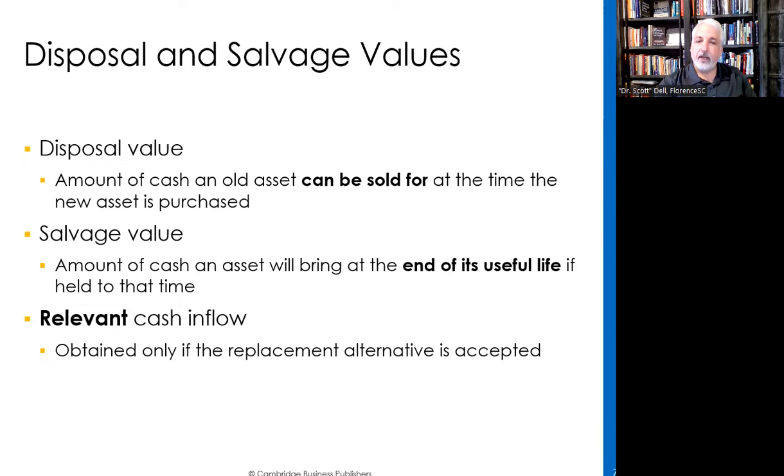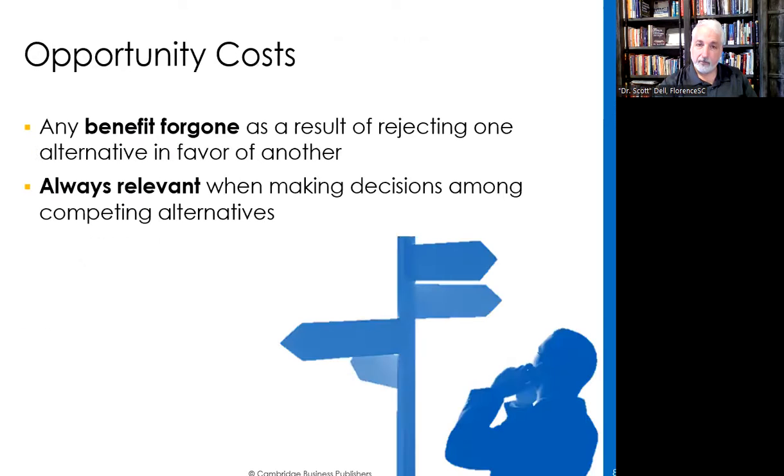There's also a salvage value at the end of the useful life. We talk about that in depreciation. So if we buy something, a piece of equipment, a building, at the end of its useful life, there's still a value associated. And so we need to take that into account as well, potentially. And then relevant cash inflows associated with any replacement alternatives that we so choose.